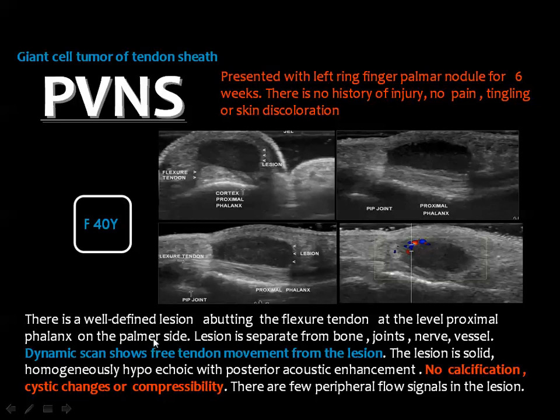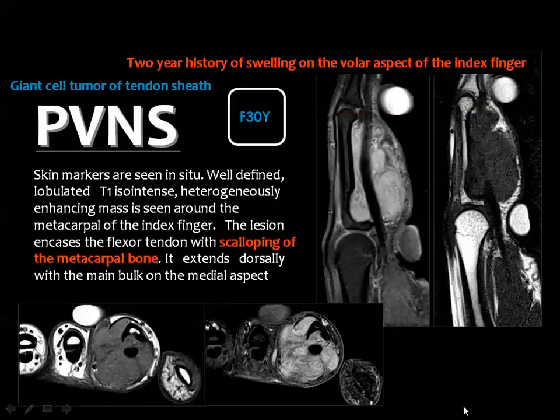And this is one of the best benefits of ultrasound. It is the dynamic imaging, and you can image the lesion during motion. And this is one of the values of ultrasound, of course, compared to CT and MRI. The lesion is solid and homogeneously hypoechoic, may show posterior acoustic enhancement, and there is no calcification or cystic changes, and the lesion is not compressible, as you know that this is a solid, not a cystic lesion.